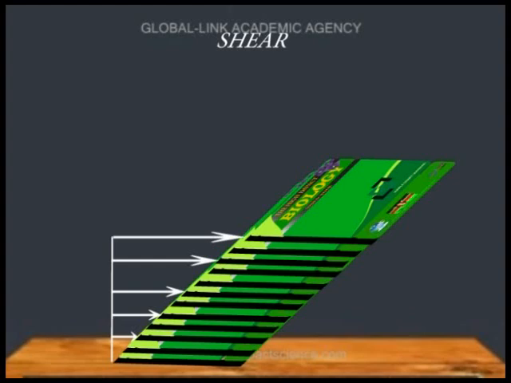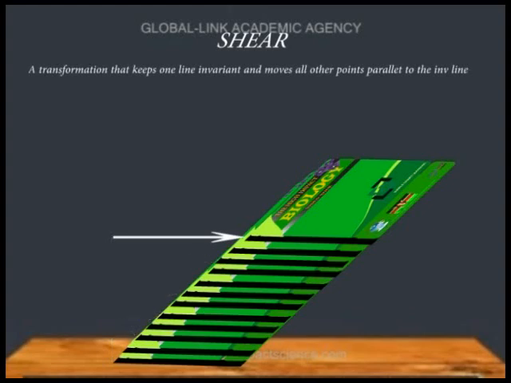This kind of transformation is called a shear, a transformation that keeps one line invariant and all the other points move parallel to the invariant line. The topmost book moved the longest distance, or it was most displaced, and the bottom one was displaced the least distance, that is 0. The topmost book is farthest from the invariant line and thus moved the farthest of the rest.